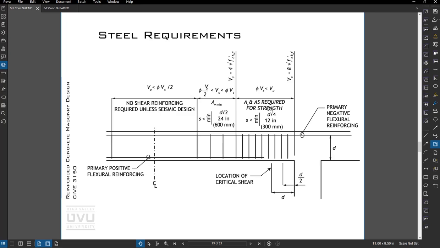And then we'll decide the size of the stirrups based on strength.